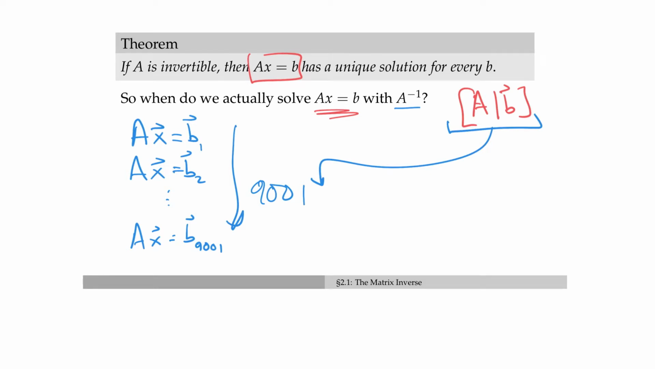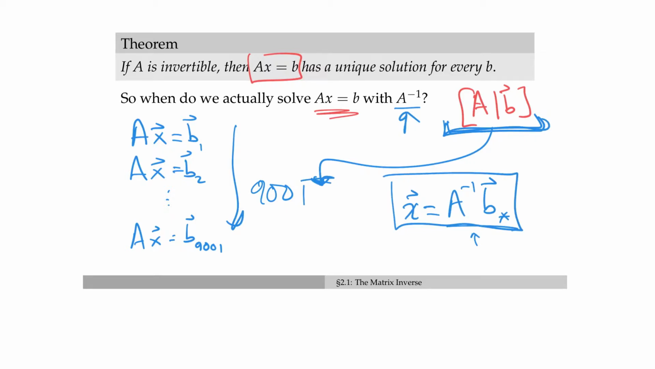What's the advantage with this new method? If I compute A inverse just once, how do you compute it? Well, we'll go to that later. But if I compute that just once, then I know my solution is nothing more than A inverse times whatever b I happen to be dealing with right now. So I've reduced the problem to matrix multiplication rather than 9,001 times that number of row operations. So this is a far more efficient way when you have a system of systems to solve.